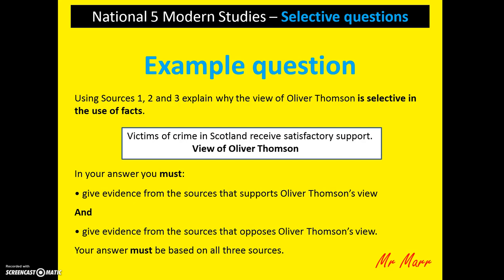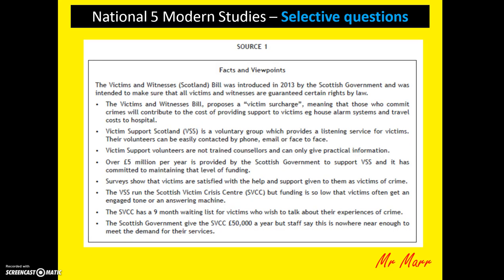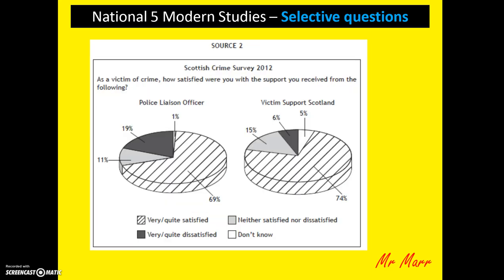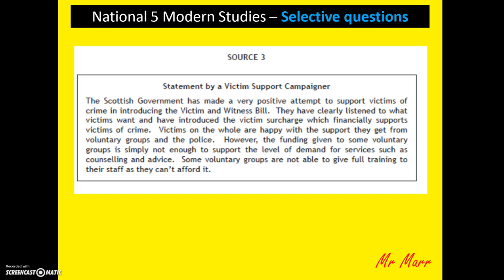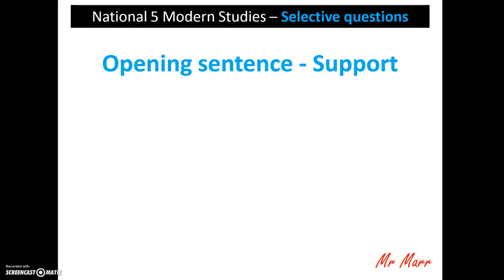Let's look at an example question which is drawn from the crime in Scotland topic. In this case, we are discussing whether or not victims of crime received satisfactory support. And as the question itself tells you, you should try and give evidence from the source to support Oliver Thompson or to oppose him. In this case, you'll be given 3 sources of evidence. One of them is a text information, one of them is graphs, and our third source is more text.